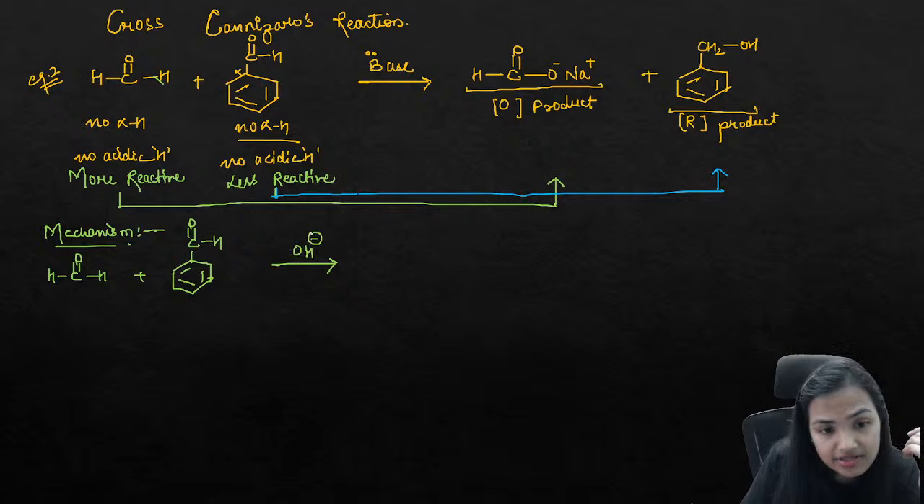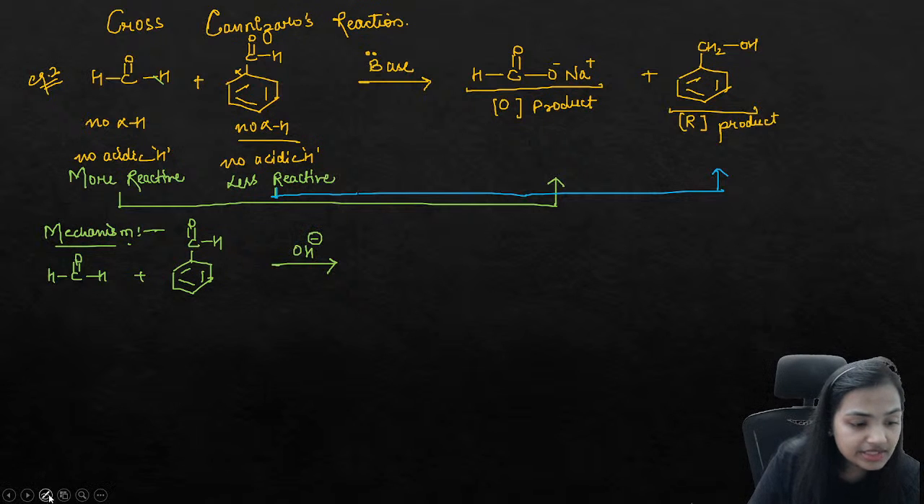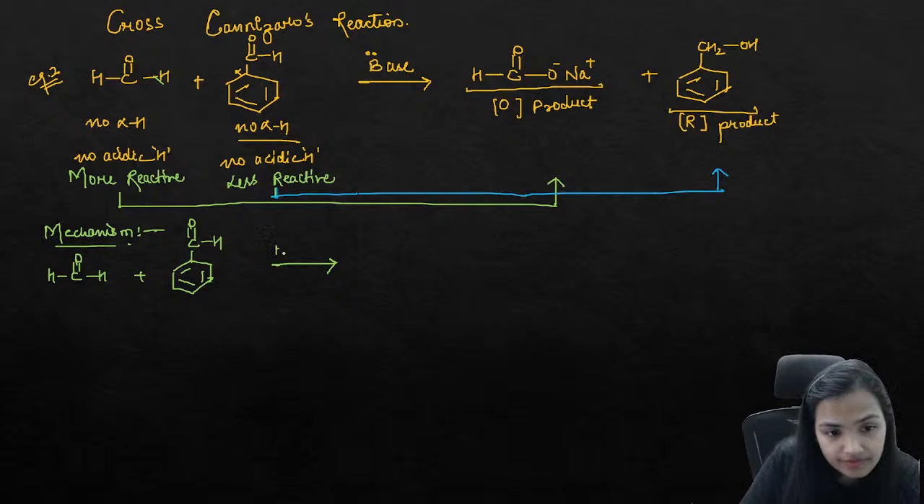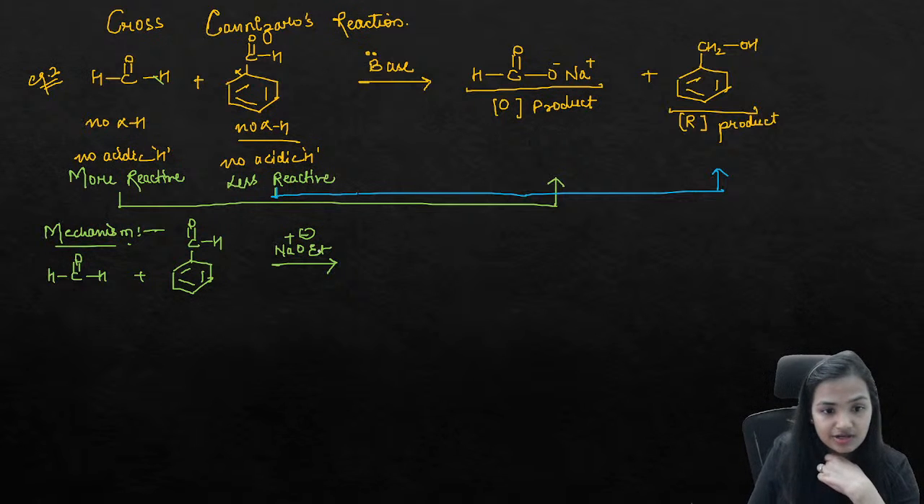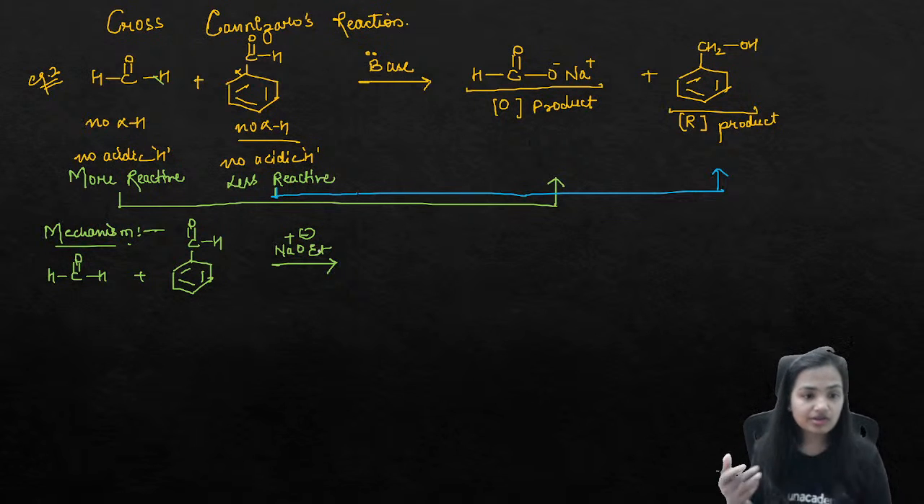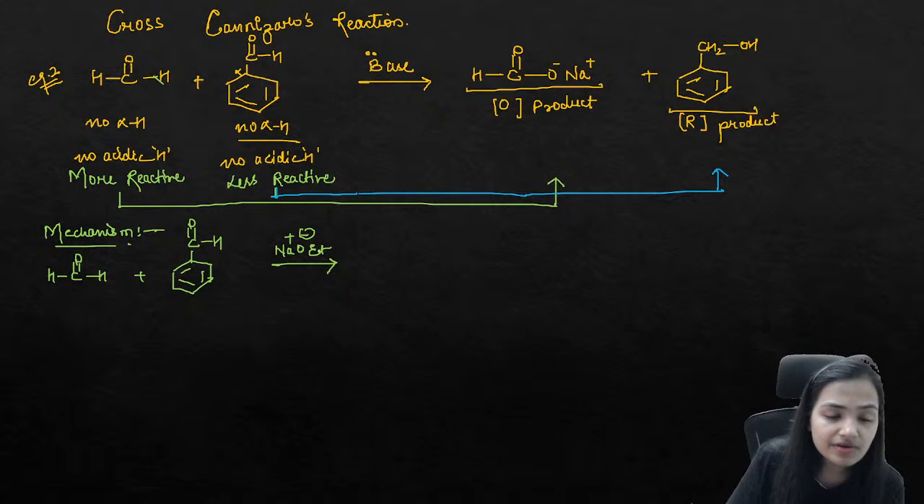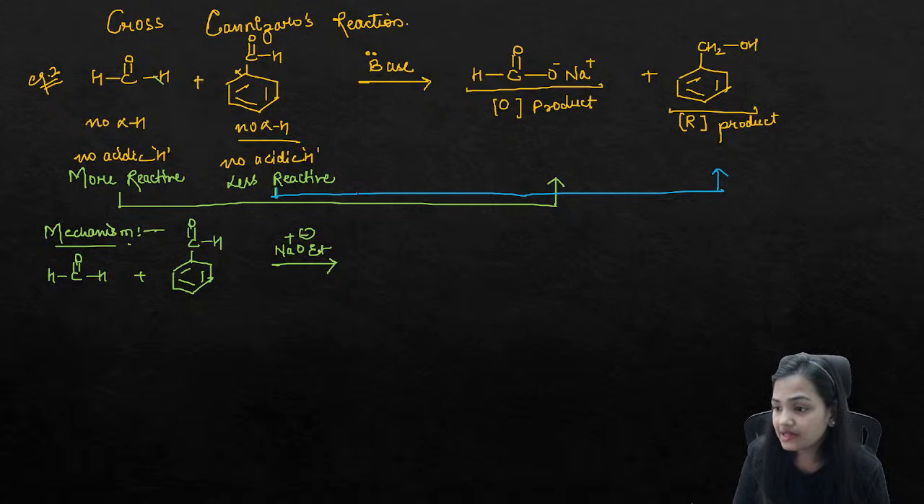Let's say any base, OH negative or NaOEt, any base I can take. If you want to change the base, let me take NaOEt. So if you will see, this is OEt negative. So ultimately this is a base. If this is acting as a base, then what will form? What will be the product there?